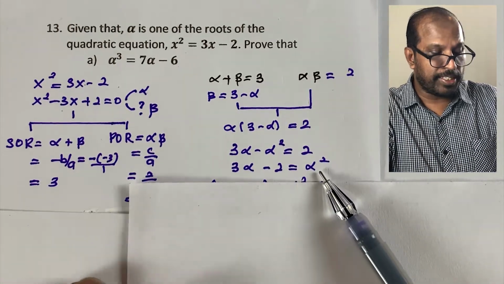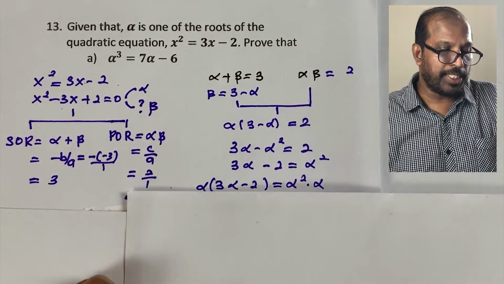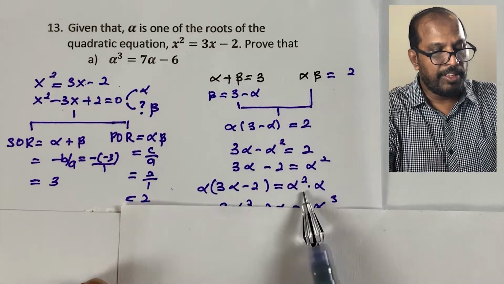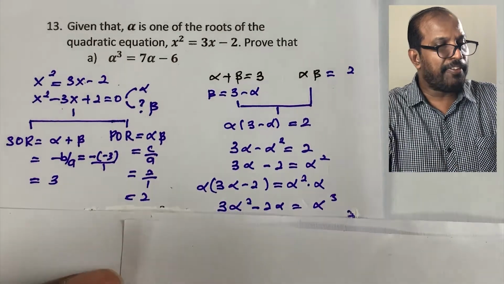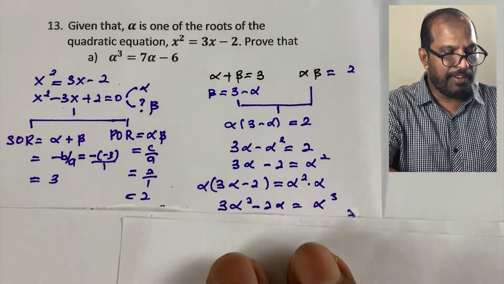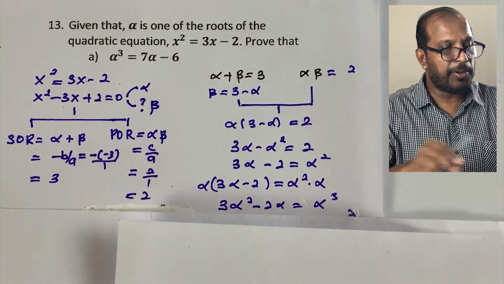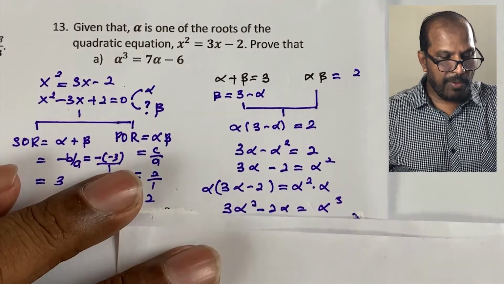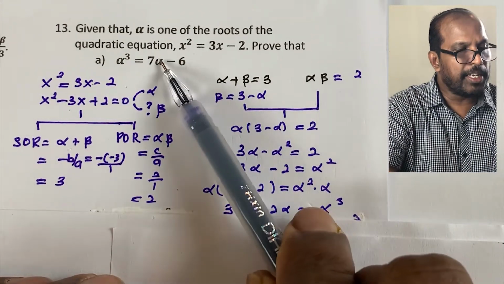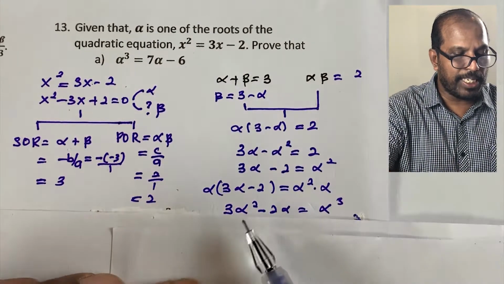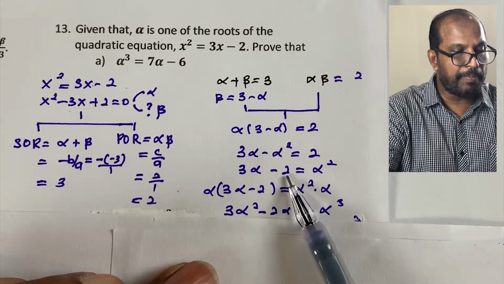I made alpha square the subject, but unfortunately the equation has alpha cube. So what you do is multiply both sides by alpha. When I multiply both sides by alpha and expand it, I'll get 3 alpha square minus 2 alpha equals alpha cube. Now again we have another problem: here we have alpha square, but in the proving we don't have alpha square, so I must eliminate the alpha square, and I know that alpha square equals 3 alpha minus 2.